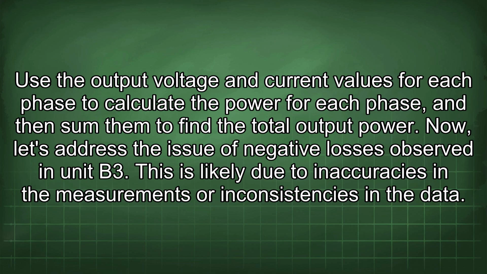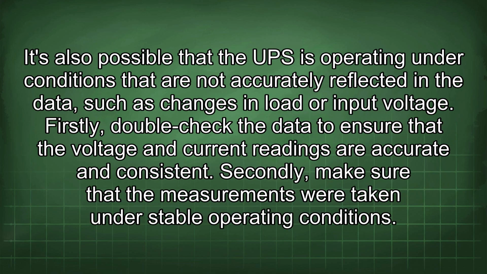Now, let's address the issue of negative losses observed in Unit B3. This is likely due to inaccuracies in the measurements or inconsistencies in the data. It's also possible that the UPS is operating under conditions that are not accurately reflected in the data, such as changes in load or input voltage. Firstly, double-check the data to ensure that the voltage and current readings are accurate and consistent.